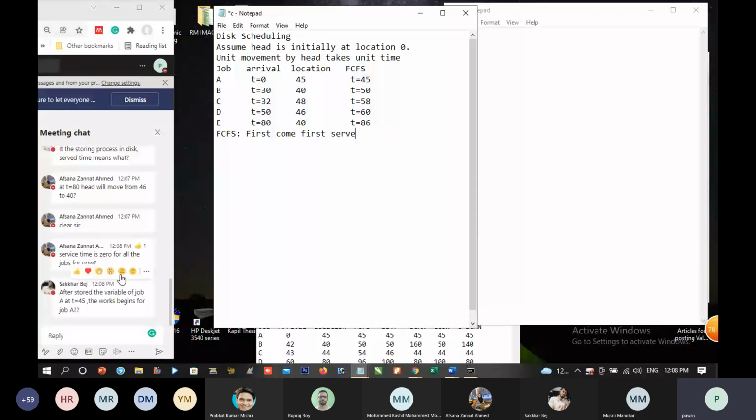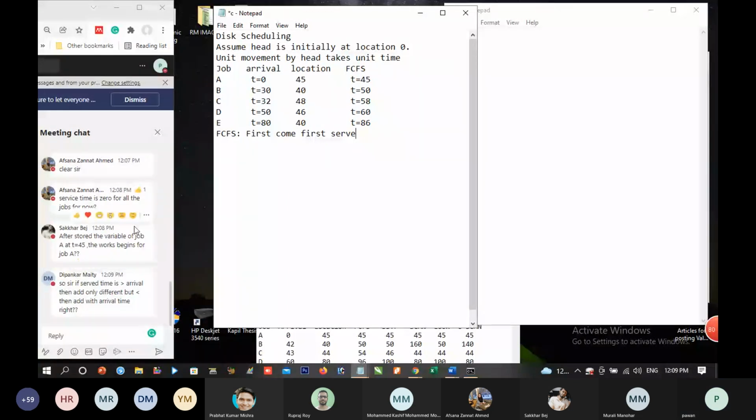As for the time being, we are assuming service time is 0. As such, there may be some service time also, but we are assuming it is 0 for easiness. You see, after storing the variable of the job at location t equal to 45, the work is over for job A. Afterwards, job B will begin.